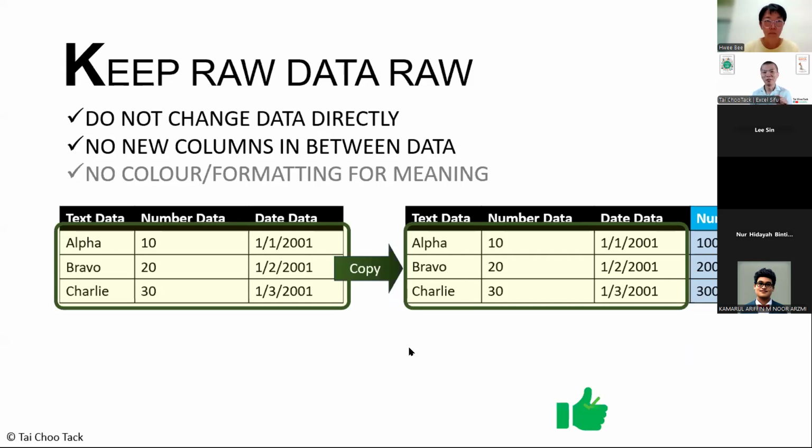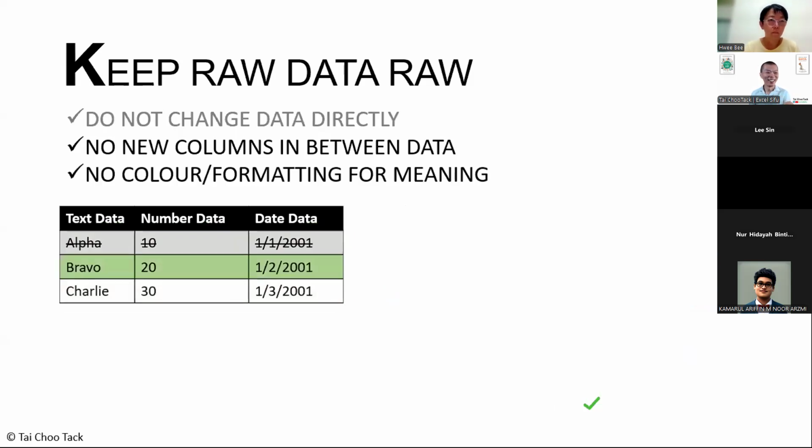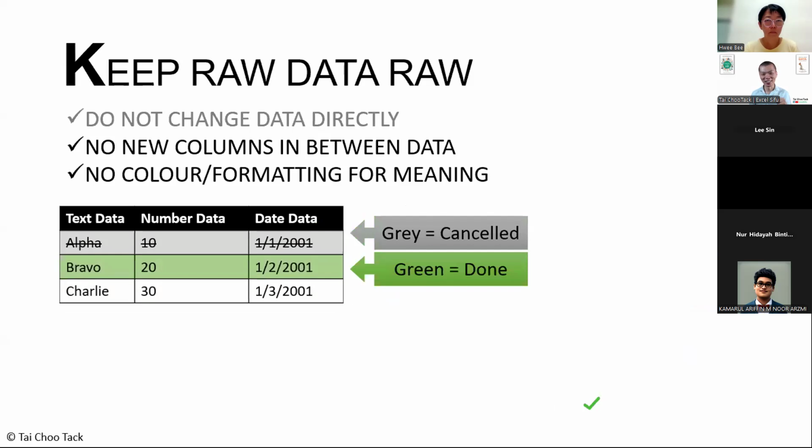Okay, after a while, some people will tell me, Tai, Excel is very boring. The color is only black and white. So that is the time they start using colors like this. They use green to indicate something they have done. They use gray for something they have canceled.